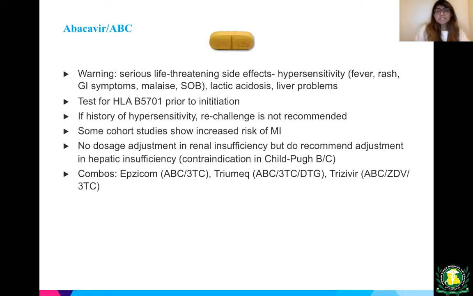There have been some studies, it is controversial, but some studies that show increased risk of myocardial infarction or any heart disease. And then no dosage adjustment in renal insufficiency, but recommended in hepatic insufficiency. It's contraindicated in some of those higher liver diseases. And it does come in combo pills. These are brand names that we have in the United States. So Epzicom is a combo pill, Triumeq is this combo pill, and Trizivir is this combo pill. Basically, all these combo pills have abacavir in them.